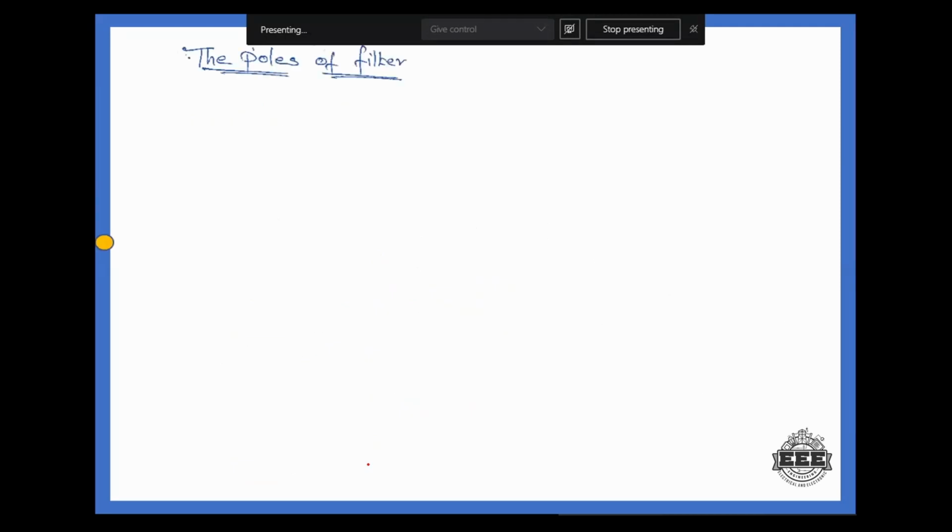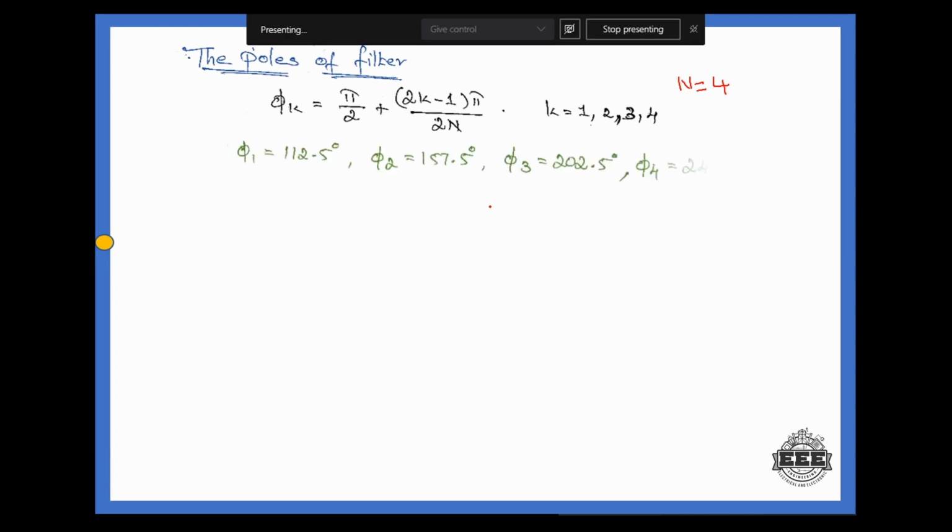Before getting the poles we need to determine the angles of the filter. How many angles are there? There will be 4 angles because n is equal to 4. Okay, n is equal to 4 here, so we determine 4 angle values. Similarly we determine 4 pole values by expanding the poles formula, a cos(pi k) plus jb sin(pi k).